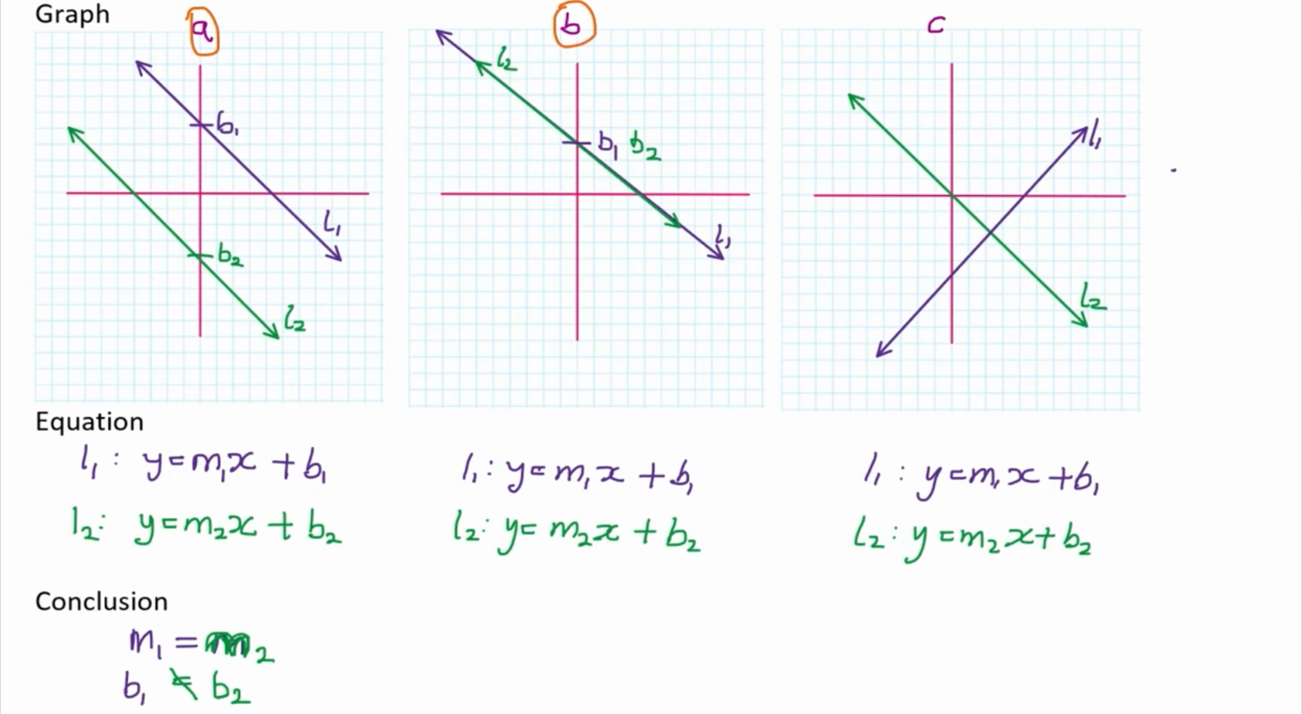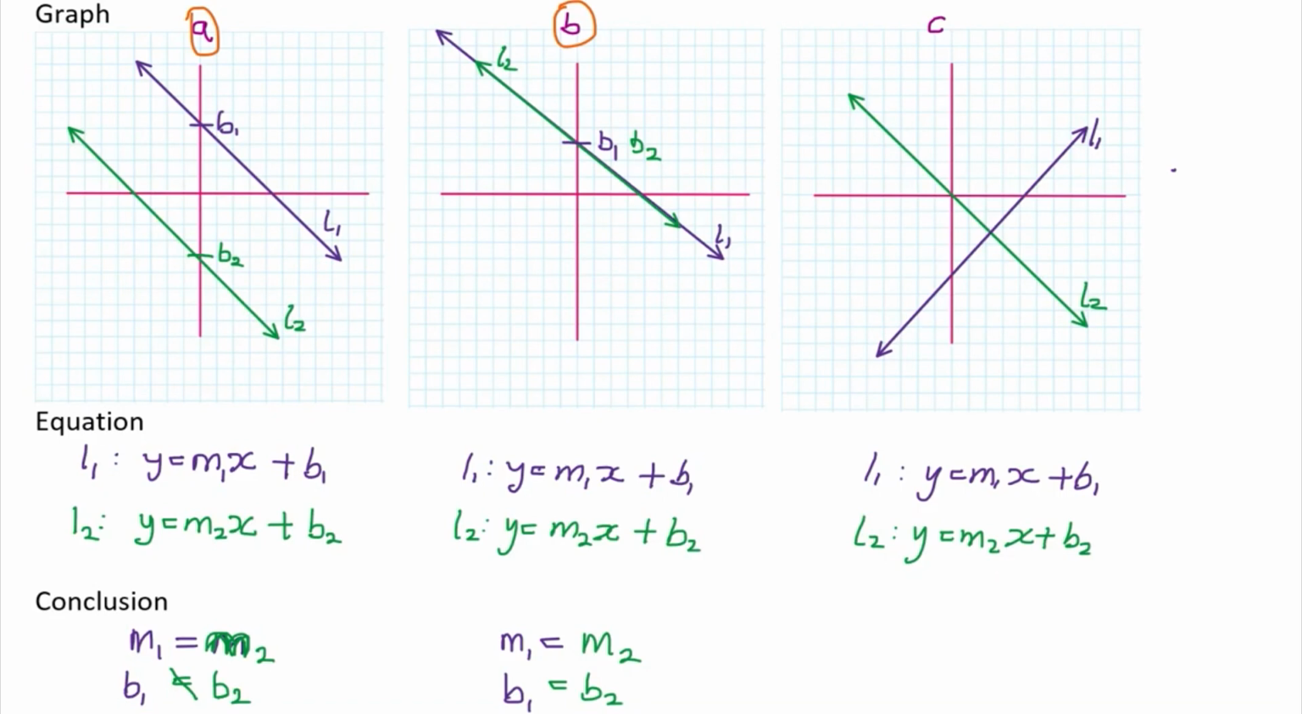So therefore, they both share the same slope, which is represented as m. So in here, m1 is equal to m2, and the y-intercept b2 is equal to b1, which is for graph B.